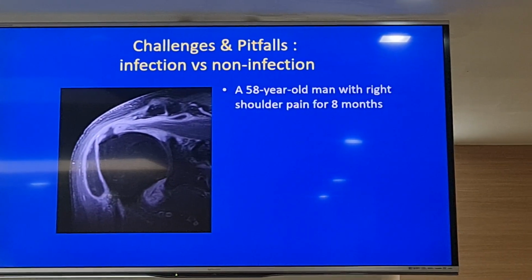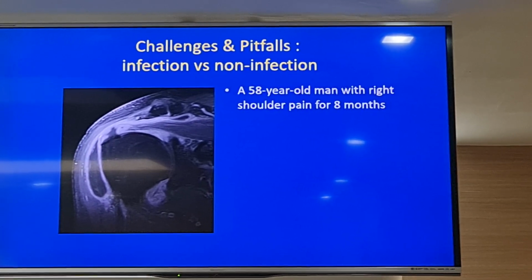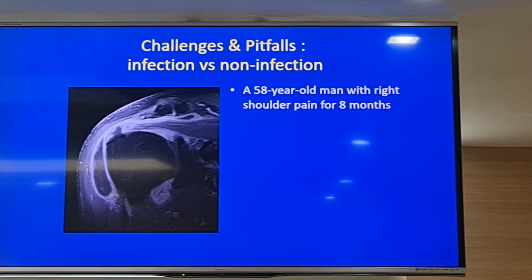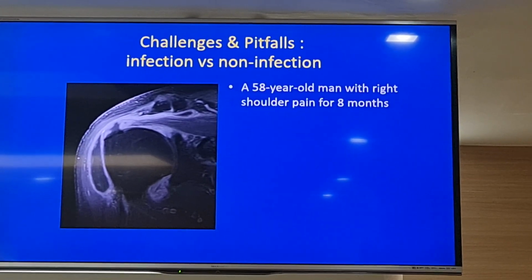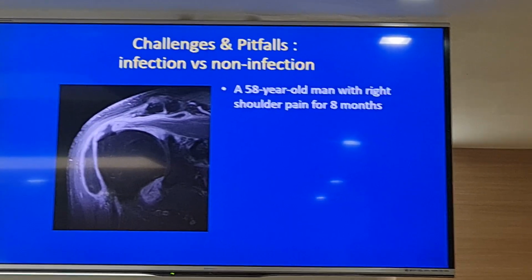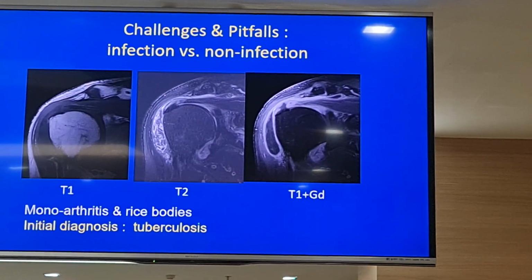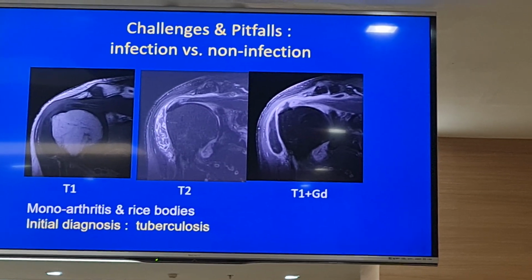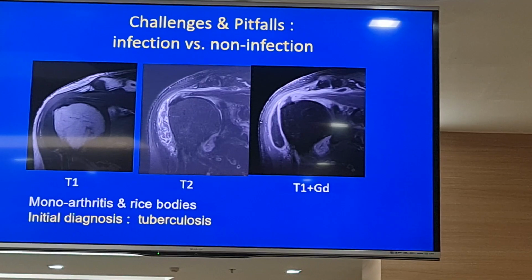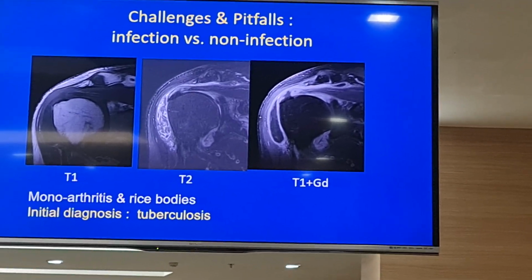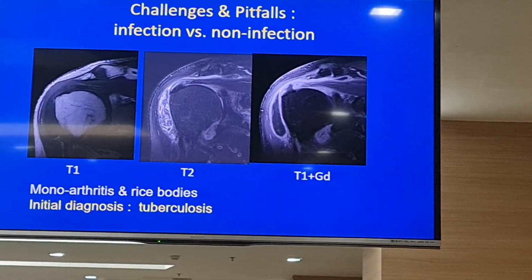Infection or non-infection, this is our question. The patient has had pain for 8 months. 8 months is a long time. On T1 weighted images with contrast enhancement, we can see this enhancement. And when we look at everything, T1 weighted and T2 weighted images, it's like the patient may have rice bodies around here and enhancement. So we made the initial diagnosis of tuberculous bursitis.